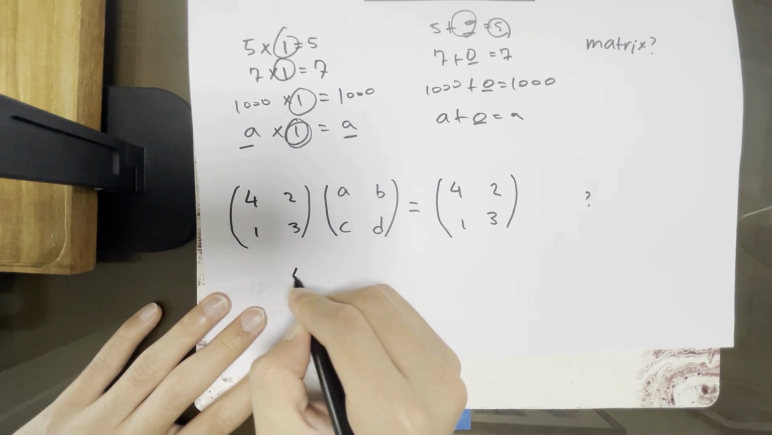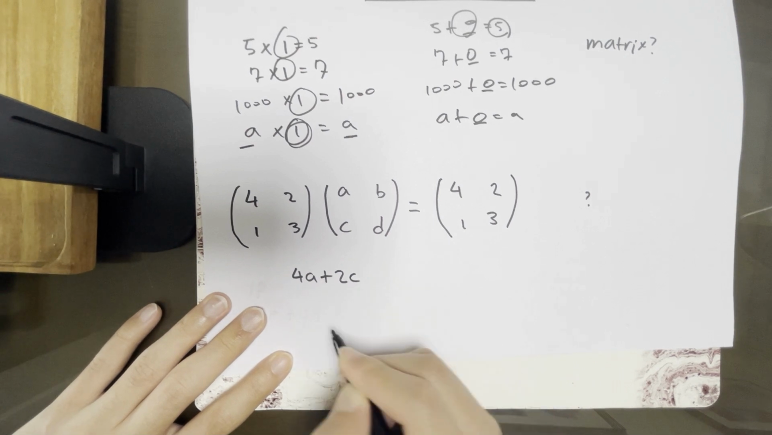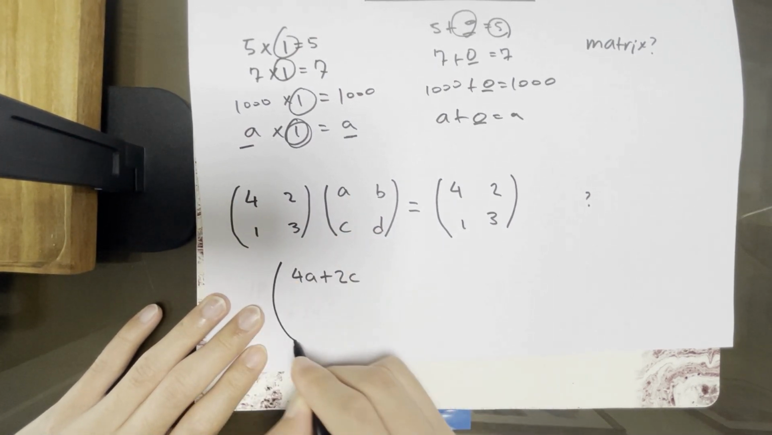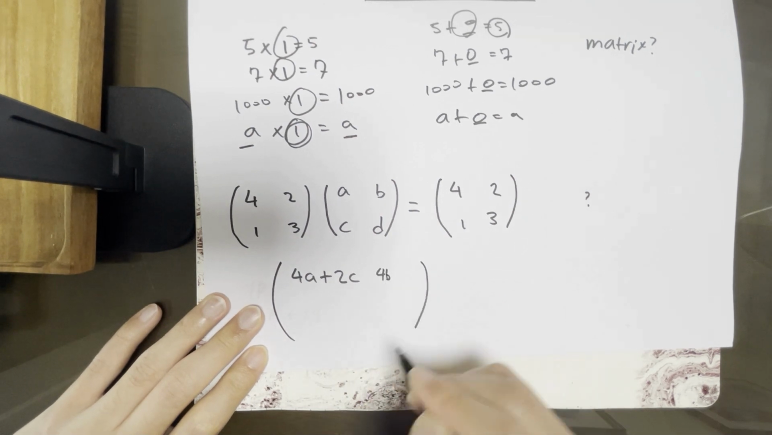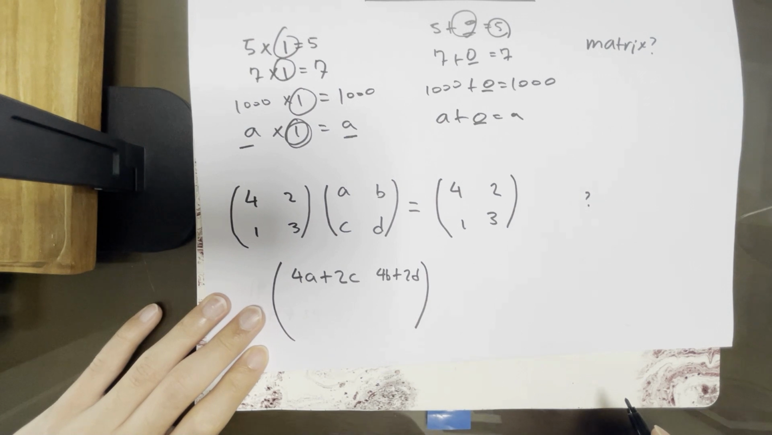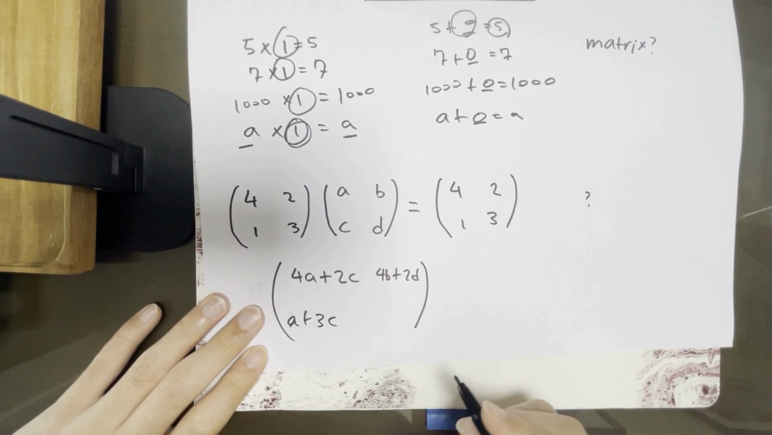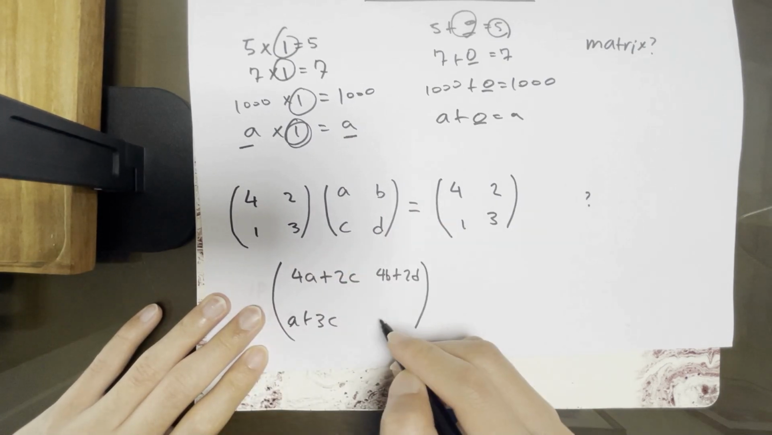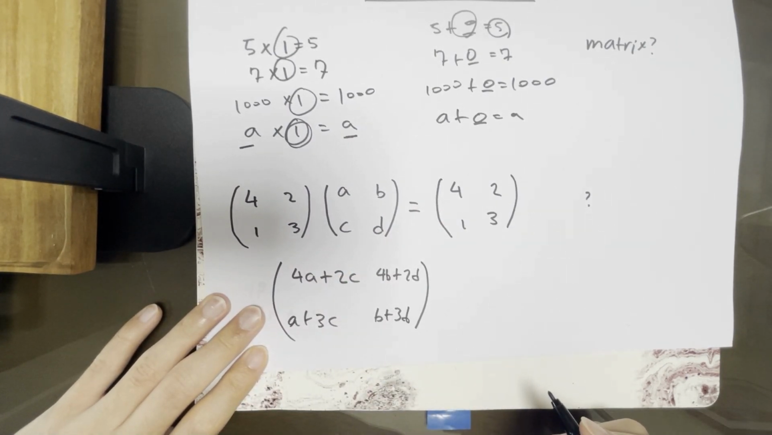4a plus 2c. That's going to be our top left. 4b plus 2d. That's going to be our second one. A plus 3c, third one, and B plus 3d, our last one. Now, what do we have here?